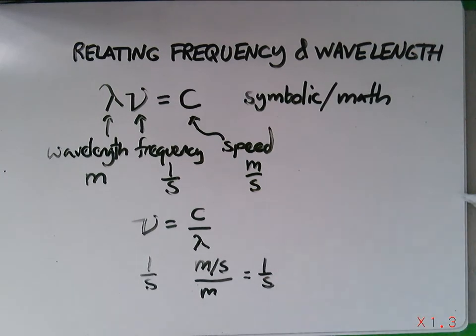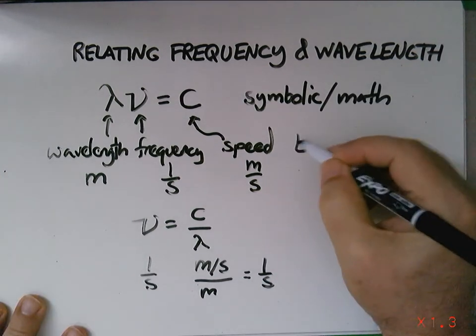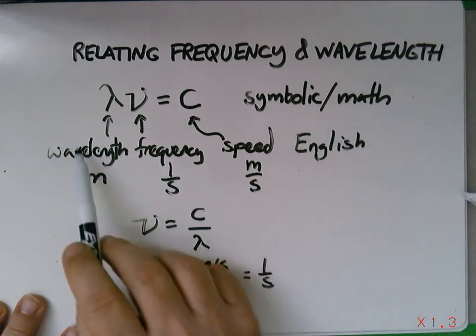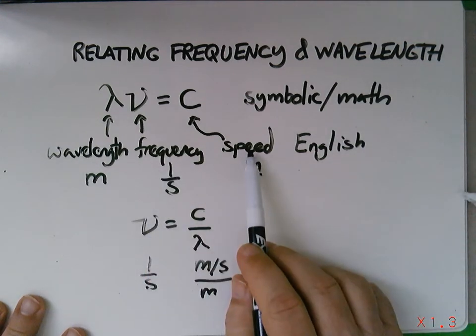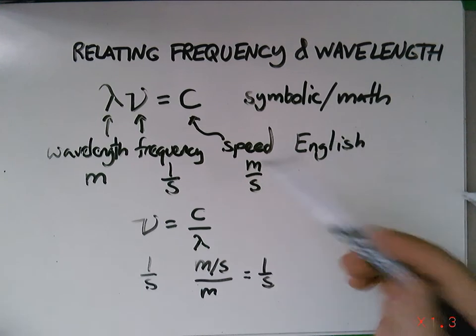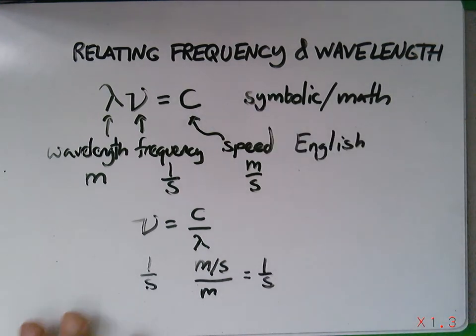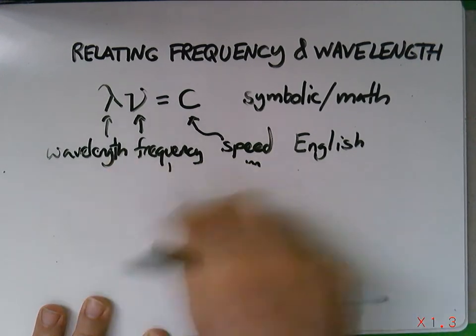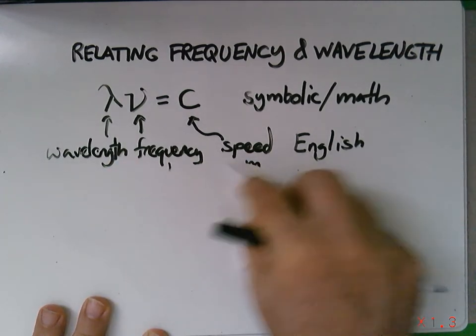Here's also an English view, where I say it in English. Wavelength times frequency is speed. Say it just like that. You've got to have them both. You can't just have one or the other.